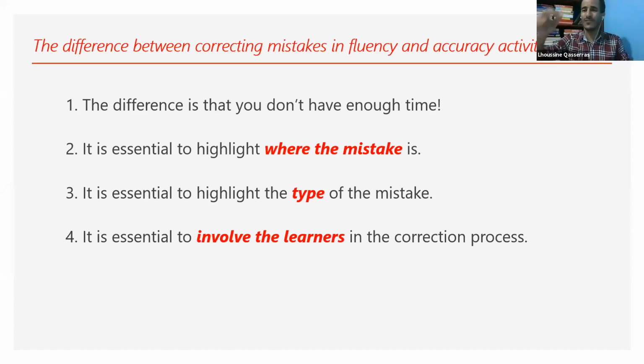Number four, it is essential to involve the learners in the correction process. This is the best of the best. When students make mistakes, involve them because they will remember if they correct themselves, and they may not remember if the teacher corrects them. You see my point? 80% of students can remember the things they corrected by themselves, and if the teacher corrects them, just 20% can remember. So involving learners in the process of correction is one of the most important elements in error correction.